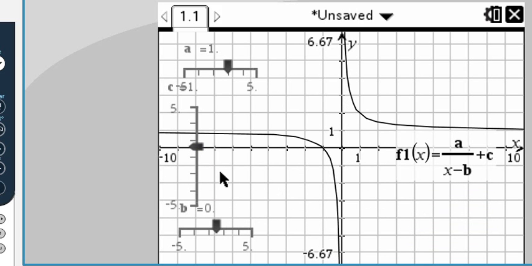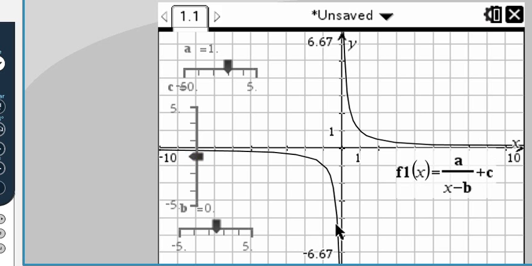Now the scale factor. Okay, so if it has a scale factor of 1 for A, we can see that it goes up 1, over 1, or over 1, up 1, or down 1, back 1, or back 1, down 1. And so we can tell it's your parent function because the scale factor is 1.